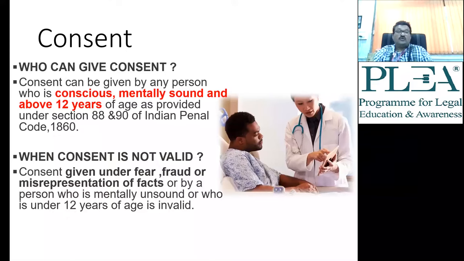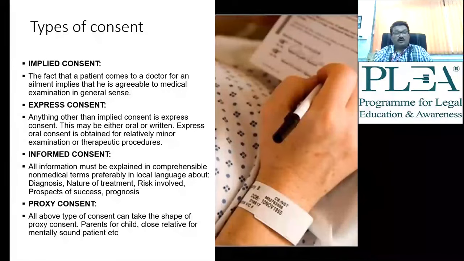So a consent is only valid when it is taken above 12 years of age. That patient should be conscious, mentally sound, and it should be given voluntarily also. This is a contract act, so it should be given voluntarily also. Now, consent is not valid when given under fear, fraud, or misrepresentation of the fact, or by a person who is mentally unsound or who is under 12 years of age. If consent is taken under these circumstances, that consent stands invalid.